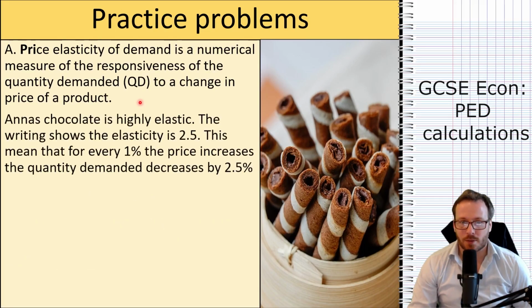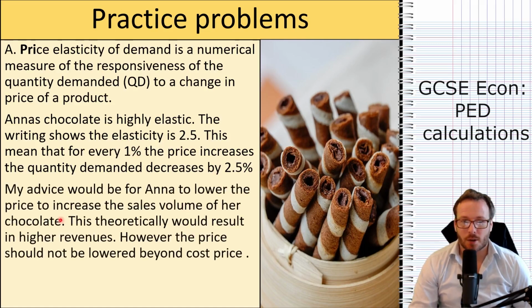Well, here's the definition first. So elasticity is 2.5. For every 1%, we're breaking this down. For every 1% the price increases, quantity demanded decreases by 2.5%. So for every 1% the price decreases, the quantity demanded will increase by 2.5%. So my advice for Anna would be to lower the price, increase sales volume of her chocolate. But she's got to be careful. If she lowers it too much, she can't lower it beyond the cost of production. That will be pointless. So yeah, something to think about there.